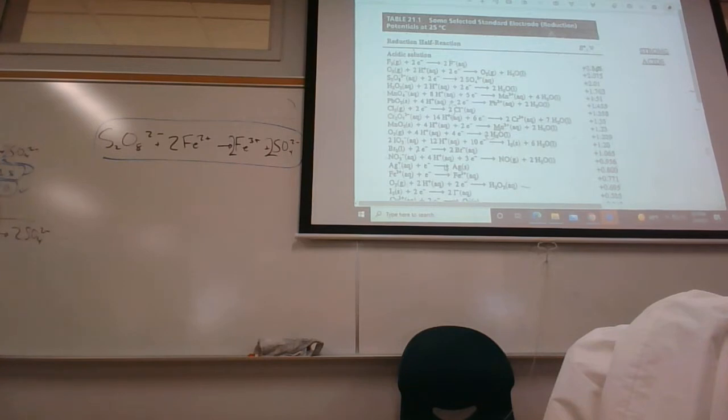And then I balance the hydrogen. There's no hydrogen to balance. Then I balance the charge. The charge is -2 on the left, -4 on the right. And so this is mismatched, so we need to add 2 electrons to the left. That'll give us 2 extra negative charges for the left. So I get this one, S2O8 2- plus 2 electrons yields that.